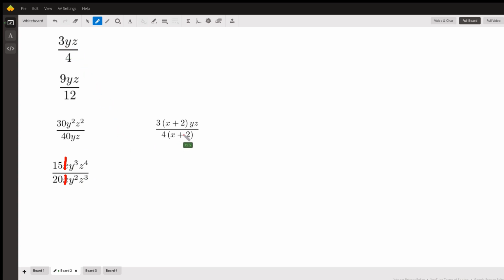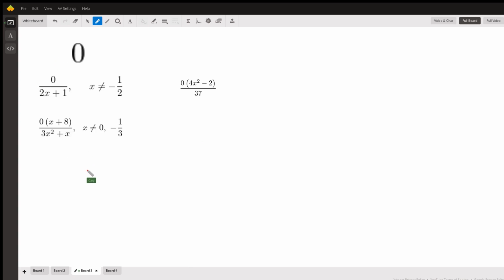Now, over here, we have a binomial of x plus 2 being multiplied times 3 and by yz. And likewise on the bottom, a binomial of x plus 2 multiplied by 4. And because they're multiplied, we can cross this out because x plus 2 divided by x plus 2 is just 1. And so after crossing those out, it looks just like that.